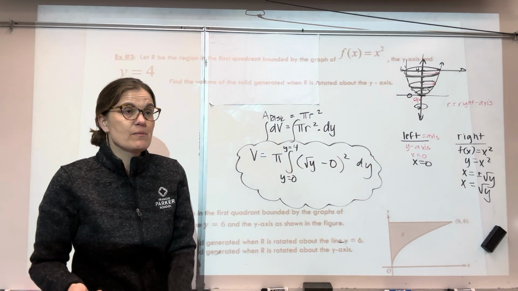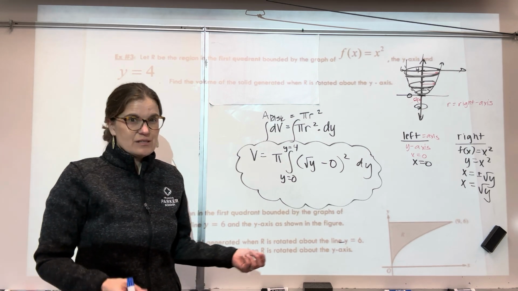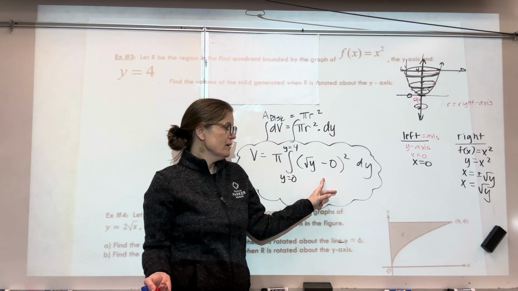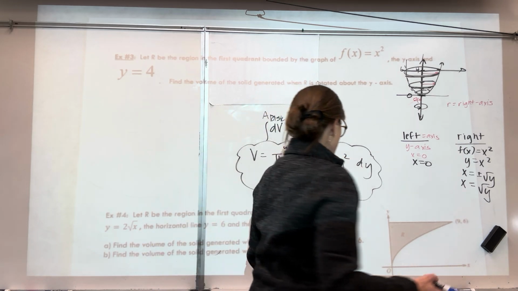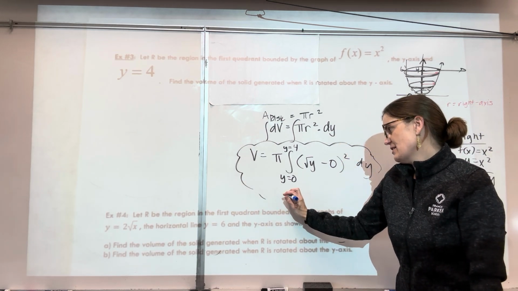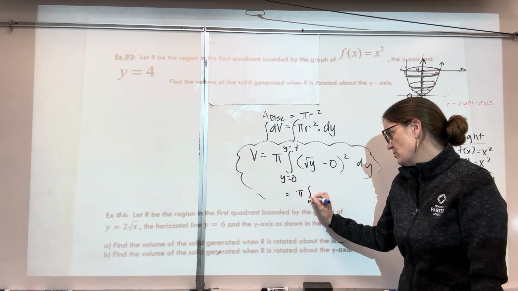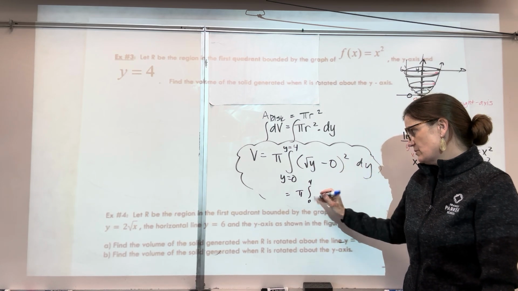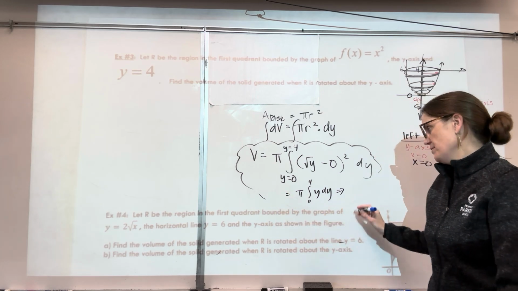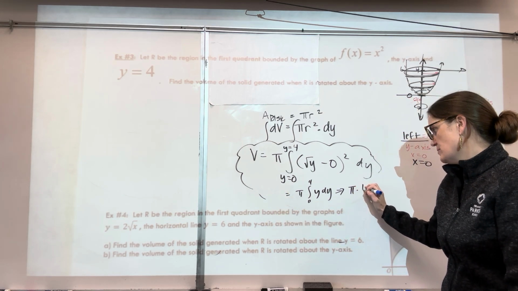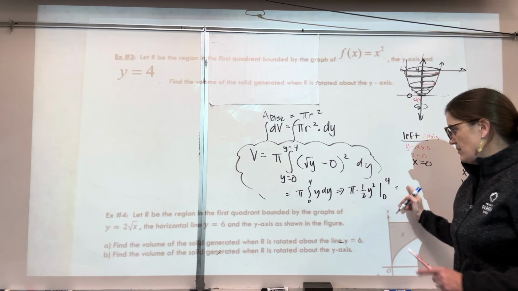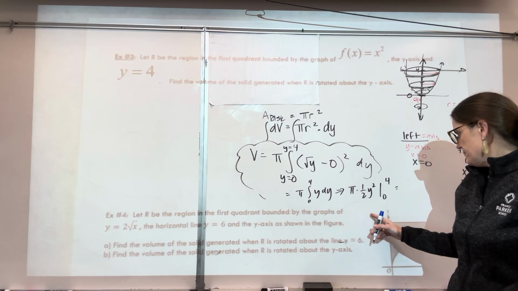Most of the time, these problems cannot be solved by hand because it's too complicated once you get it squared. But check this one out, because root y minus 0 is just root y, and then root y squared would just be y. We can do this one by hand pretty easily. So this would be equivalent to pi times the integral from 0 to 4 of y. Anti-deriving y gets us to 1/2 y squared, with the pi out in front. So pi times 1/2 y squared, evaluated from 0 to 4, plugging in 4 minus plugging in 0.